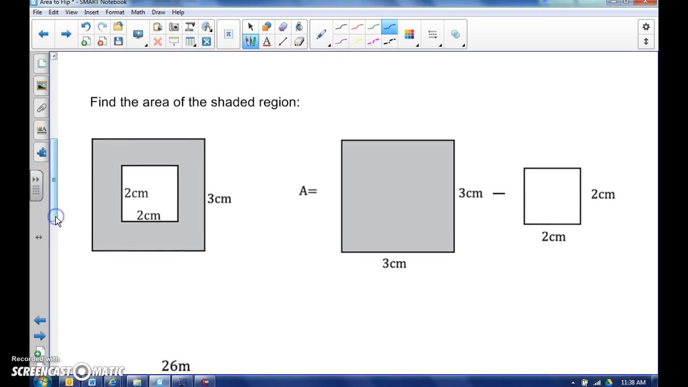Now, if I want to do shaded region, all I have to do is a subtraction problem. I take the biggest thing I have and I subtract the smaller thing. So here, my big thing is this huge square here, which is a 3 by 3. 3 times 3 is 9 centimeters squared. And I'm going to take out this little square right here. It's a 2 by 2. 2 times 2 will give me 4 centimeters squared. So my shaded area is 9 minus 4, which gets me 5 centimeters squared.